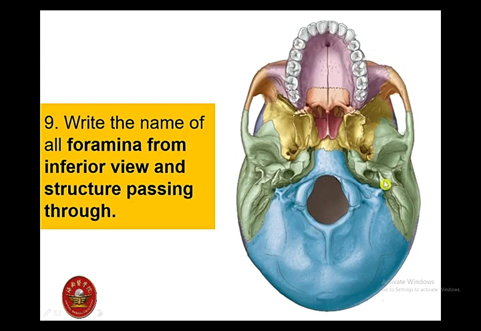Between the styloid process and the mastoid process, here we go, a foramen. We call that the stylomastoid foramen. Stylomastoid foramen is letting the facial nerve, which is number 7 cranial nerve, pass through.